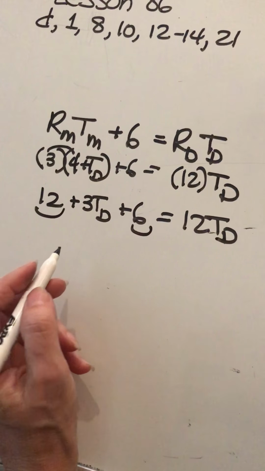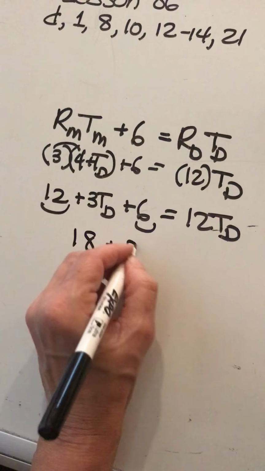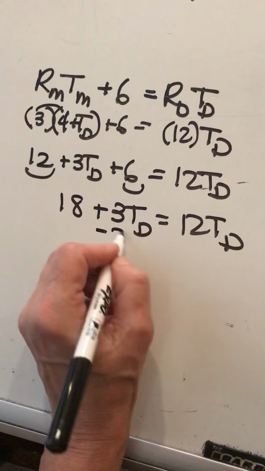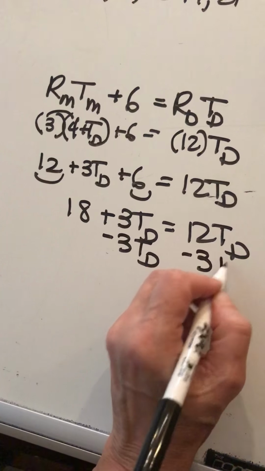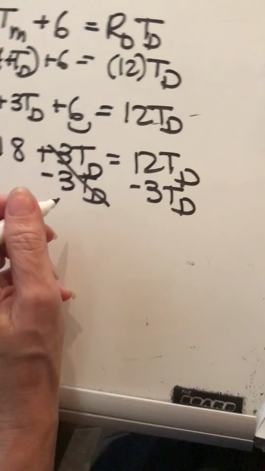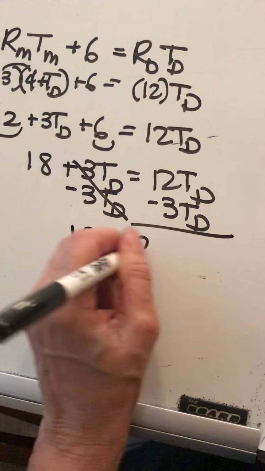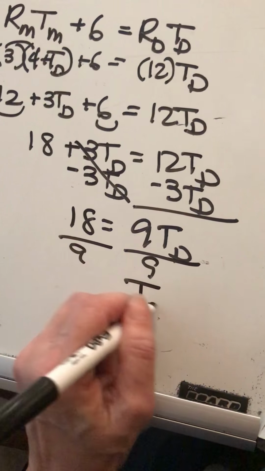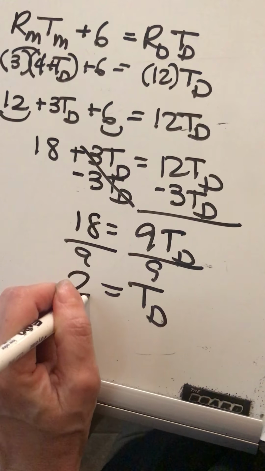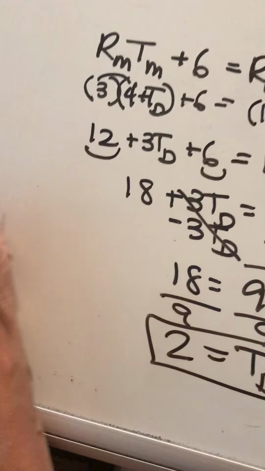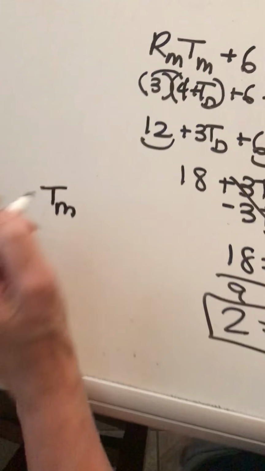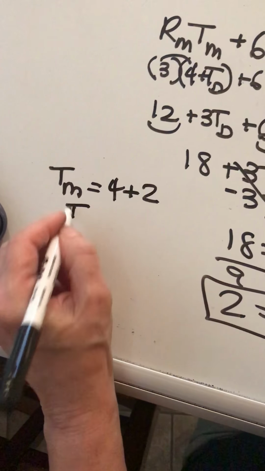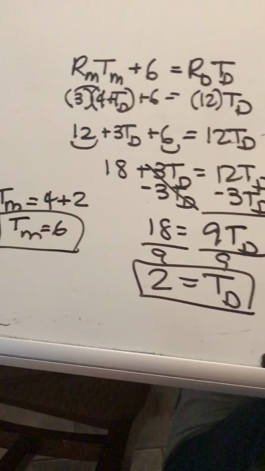I combine my like terms. It's 18 plus 3 TD is 12 TD. Move my like terms to the same side through subtraction. I'm left with 18 equals 9 TD. Dividing by 9, TD is 2. Once I have TD, I can find TM because TM is equal to 4 plus TD, which is 2. So TM is 6. That's it.